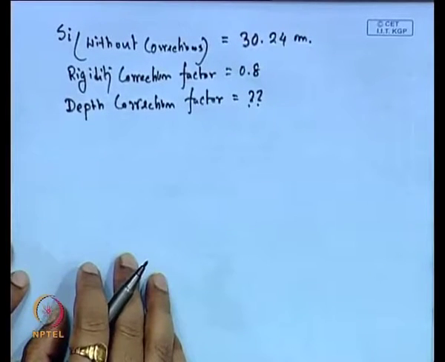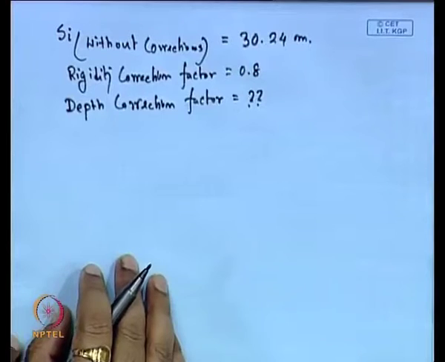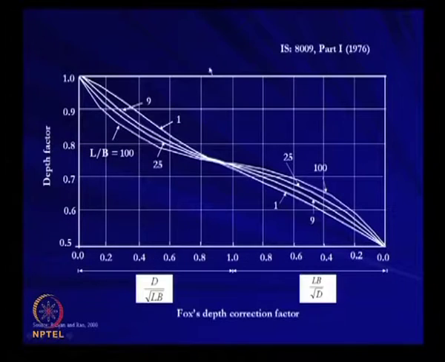How will we calculate this depth correction factor? From this figure, the IS code recommends how to calculate these depth correction factors. This is IS 8003 Part 1, 1976. Here are the different charts available for L by B value, and this axis is D by root over LB, from 1 to 0.